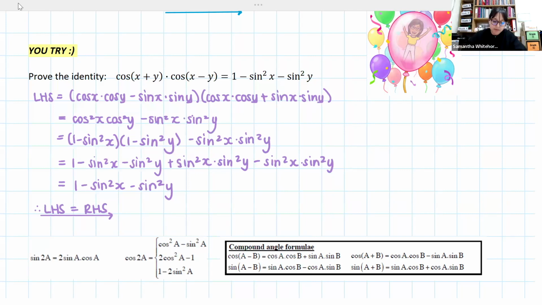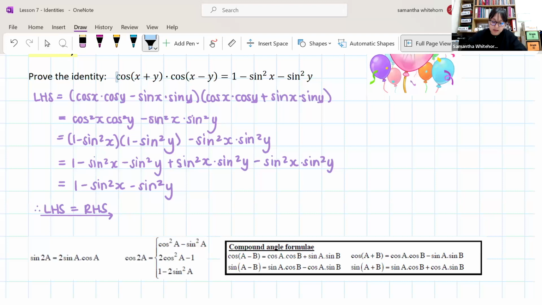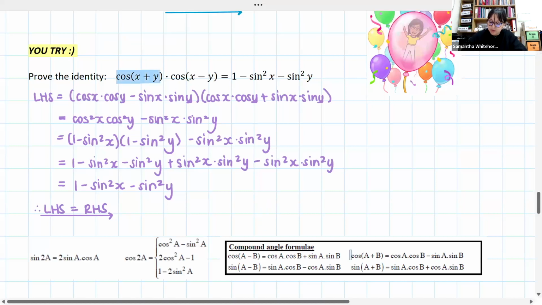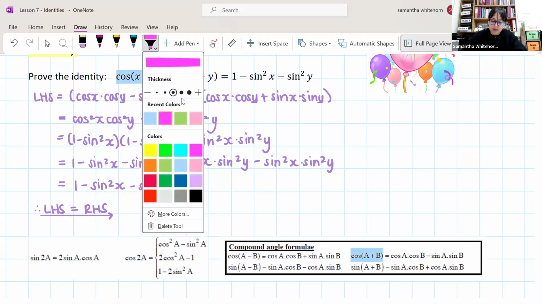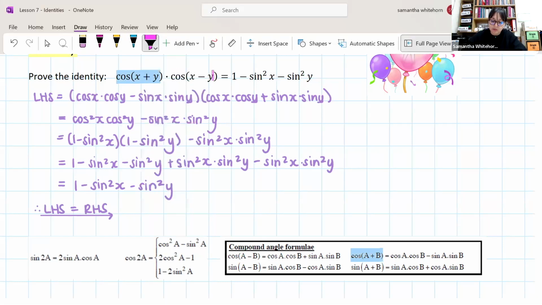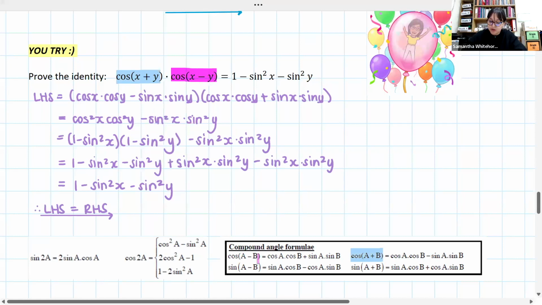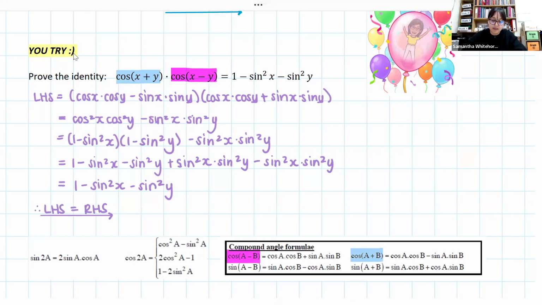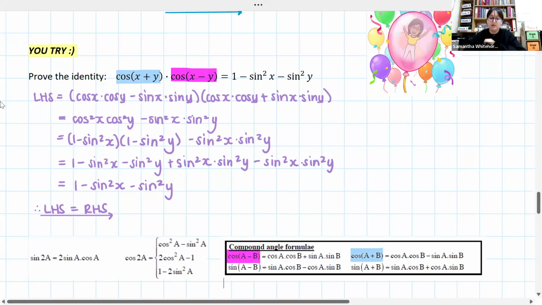So just remember, you've got a cos(x + y), so that's the compound angle cos(A + B). And then in your second factor, you have got cos(x - y), so that's the compound formula cos(A - B). That's essentially what I've done moving forward in the next step. From there, it's not the nicest thing in the world, but you distribute.